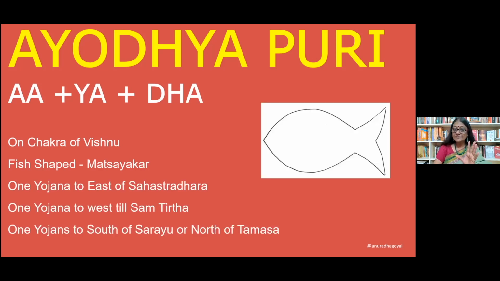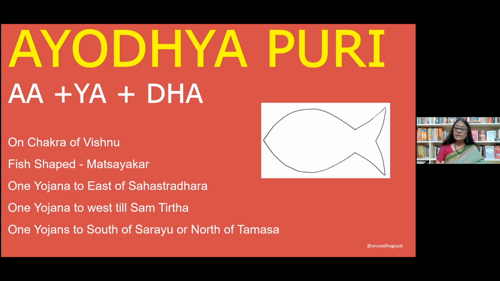So this is how the city is. It defines the limits of the city. It's in the shape of a Matsya, or a fish. There is a Tirtha called Sahasradhara, so that's taken as the central point in the city. And then from Sahasradhara, 1 yojan to the east, which is a few kilometers, and 1 yojan to the west till some Tirth. We'll talk about these Tirthas. This is the horizontal, east to west extent of Ayodhya.